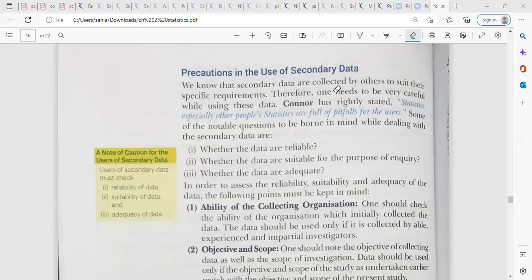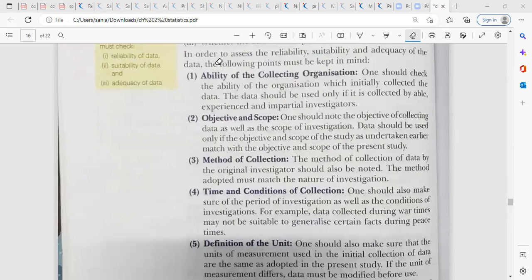Why in the use of secondary data? Why not in primary data? Because primary data you are collecting by yourself, so there are very few chances that something will be wrong, but in secondary data there are high chances that things can be wrong. So first, in order to assess the reliability, suitability and adequacy of the data, the following points must be kept in mind.